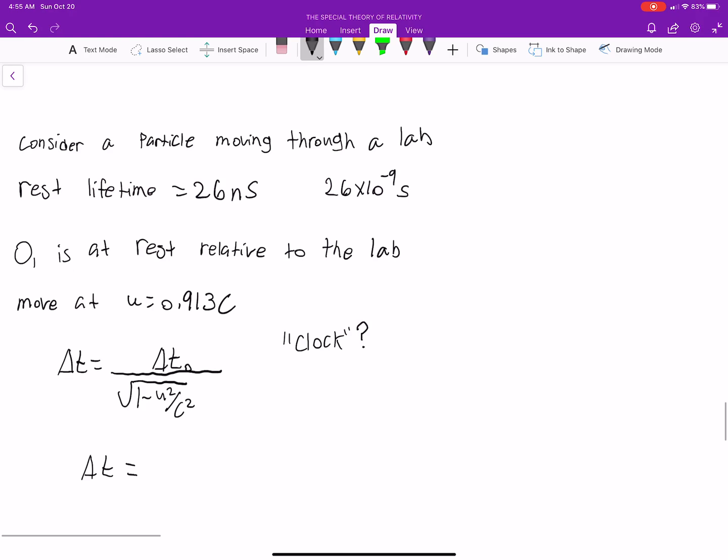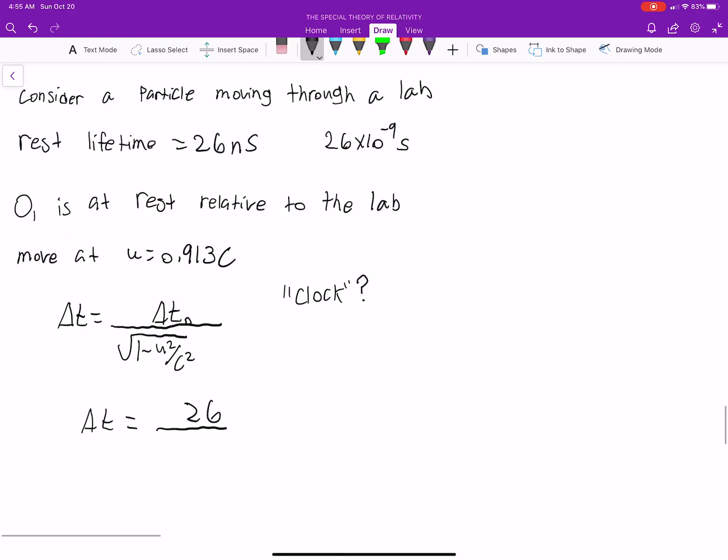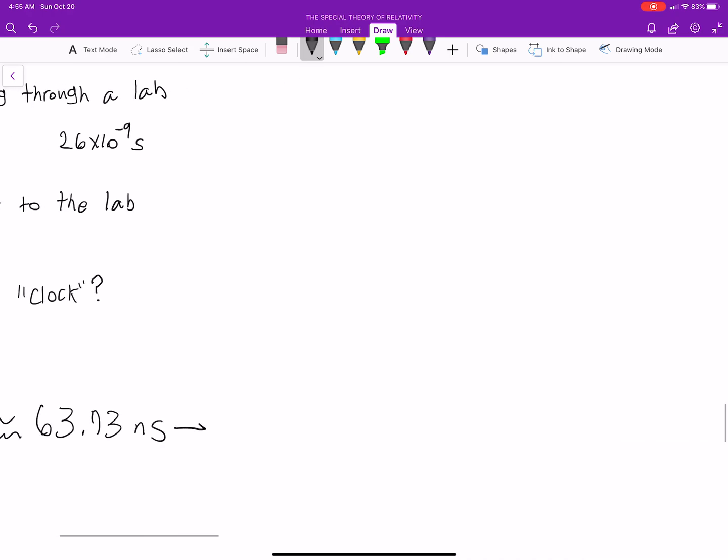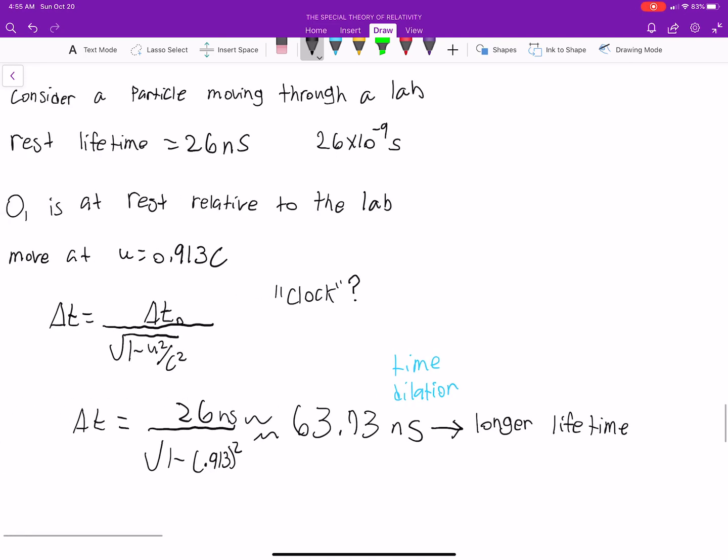Equals, we'll keep it in nanoseconds, so 26 over the square root of 1 minus 0.913 squared. And if you plug this in, you'll get 63.73 nanoseconds. This is nanoseconds, don't forget that. So notice, first off, this is time dilation, and it seems to have a longer lifetime from that perspective.